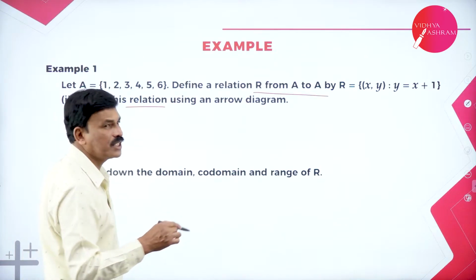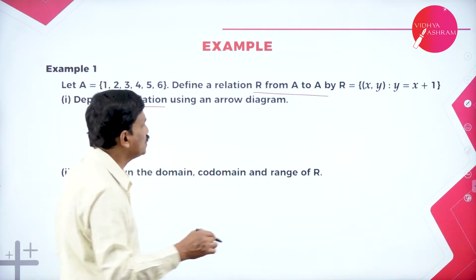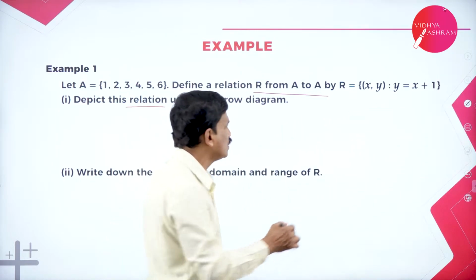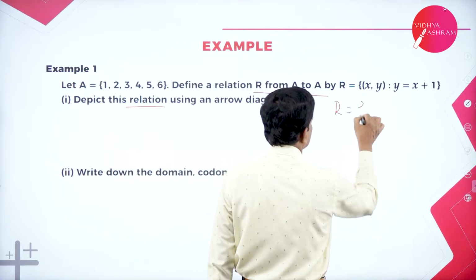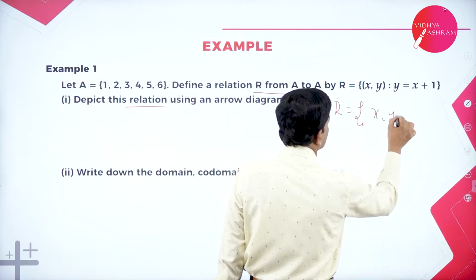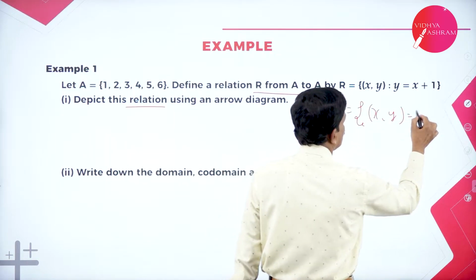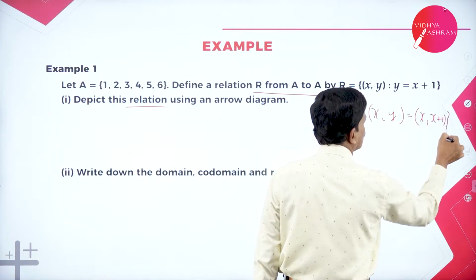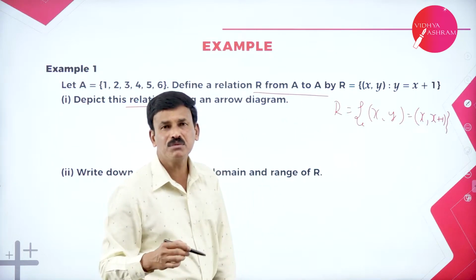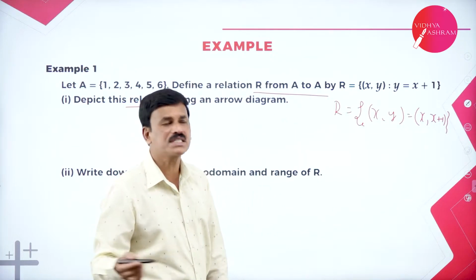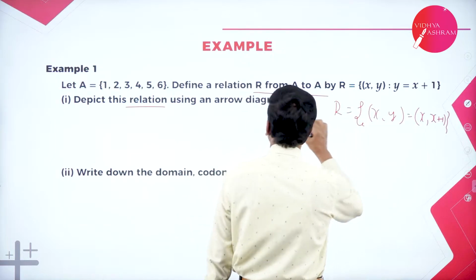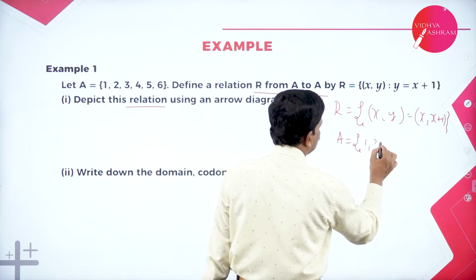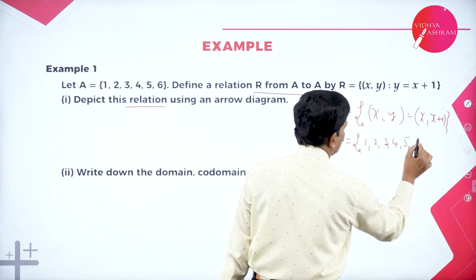Now let us find out the relation R. What is the relation given? (x, y) such that y = x + 1. So here the relation is R = {(x, y)}, where the first element is x as it is, and the second element is x + 1. This is the condition given. So the second element is just 1 greater than the first element. Write down the elements here. A contains 1, 2, 3, 4, 5 and 6.